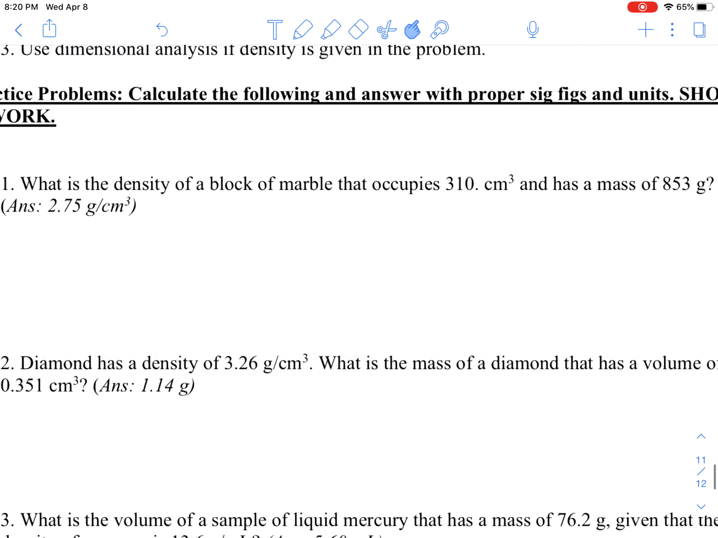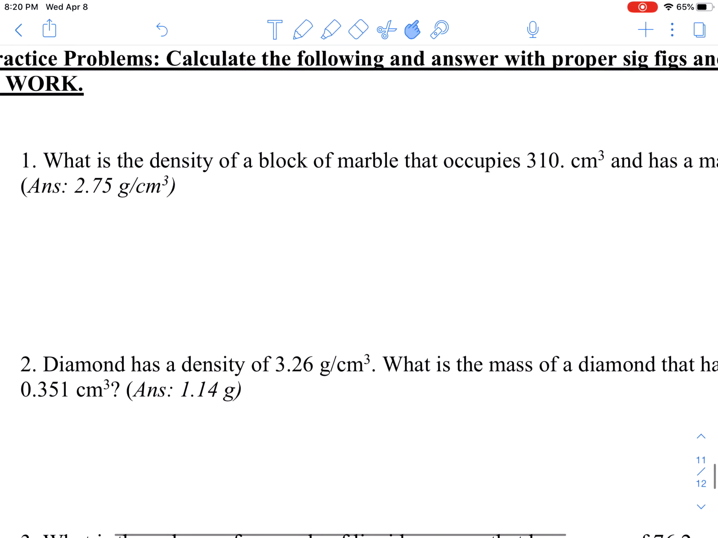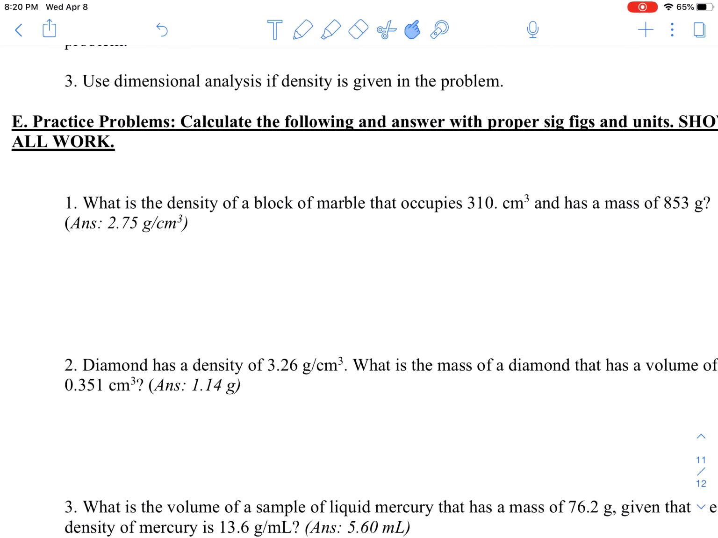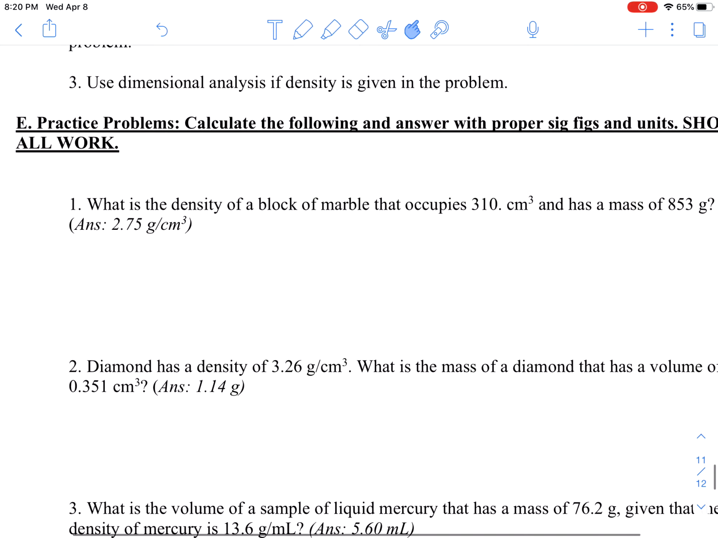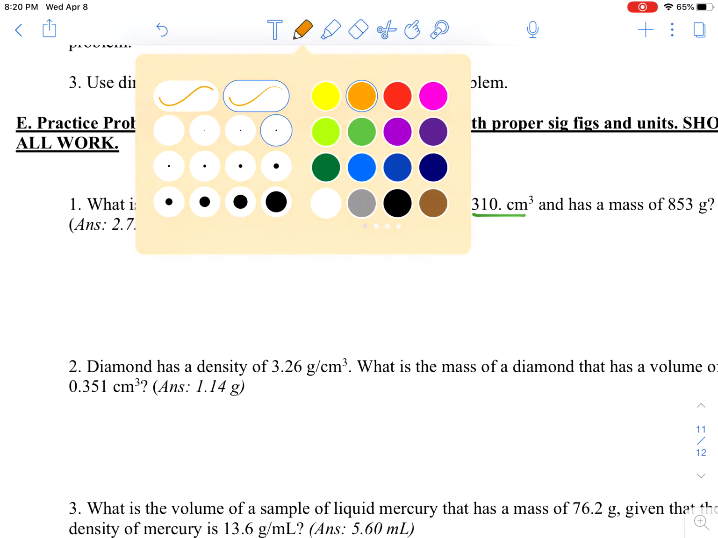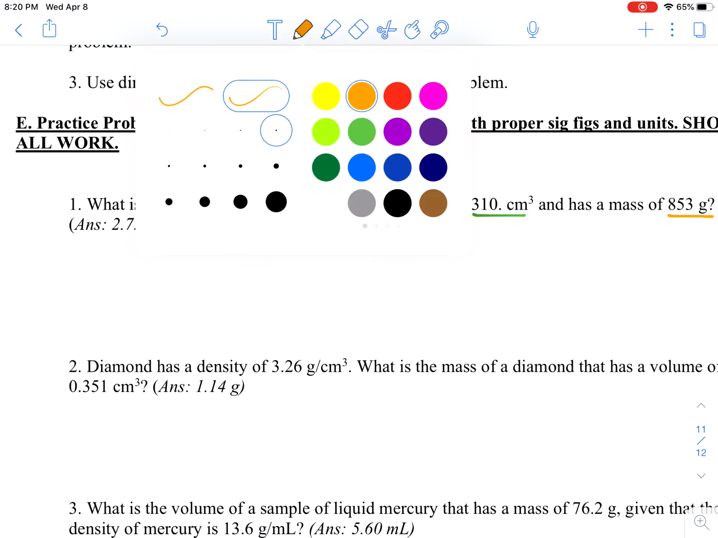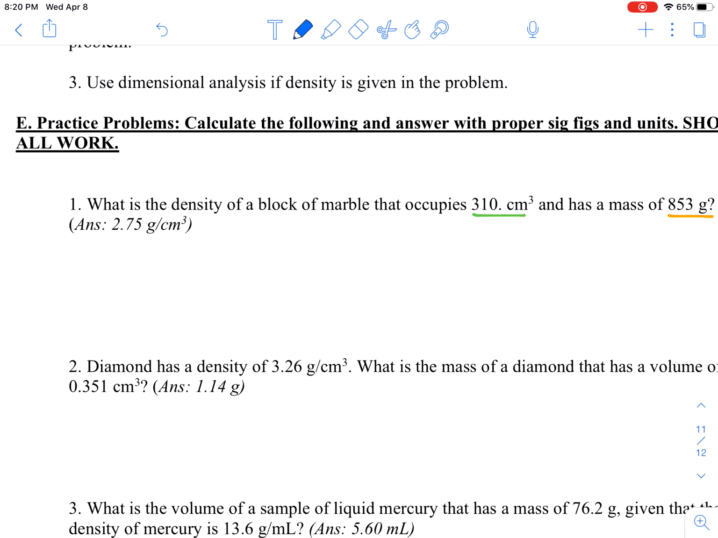In number one, we are asked, what is the density of a block of marble that occupies 310 cubic centimeters? Cubic centimeters we know is a volume. And it says we have a mass of 853 grams. And you'll notice that we're not asked to do anything special with units. Because we have a mass and we have a volume, we might as well leave those alone. And so we know that density is equal to mass divided by volume. Let's go ahead and plug those in.